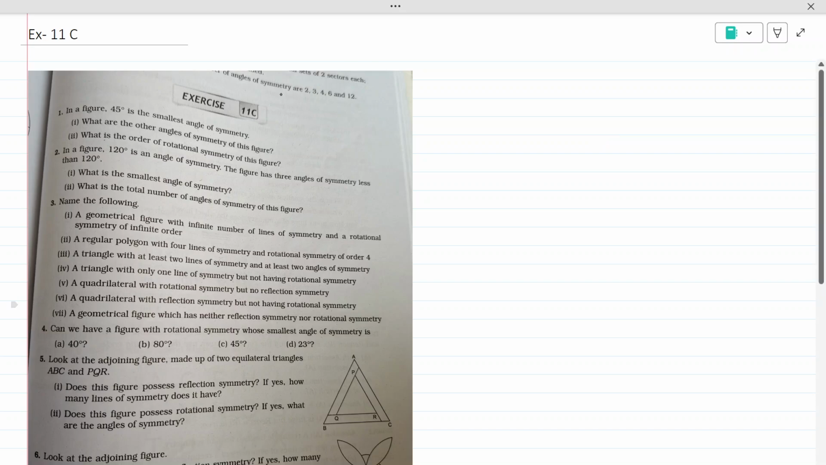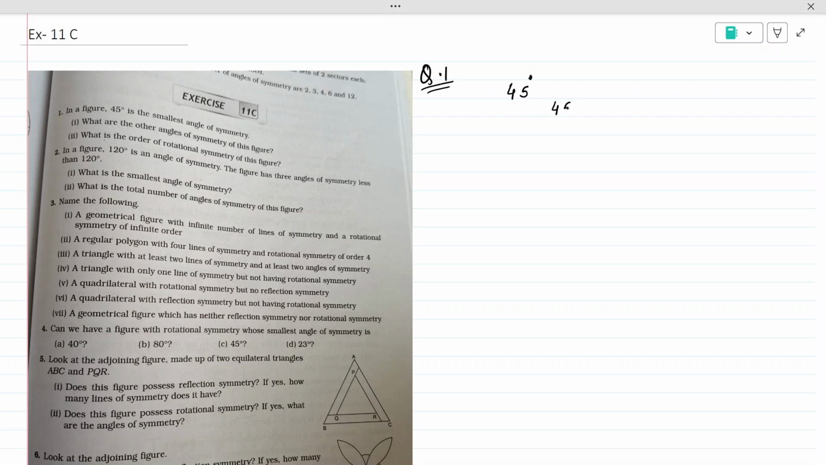So the first question of exercise 11c is, in a figure, 45 degree is the smallest angle of symmetry. What are the other angles of symmetry of this figure, and what is the order of rotational symmetry of this figure? Okay, so question number 1 says that there is a figure where 45 degree is the smallest angle. What are the other angles?